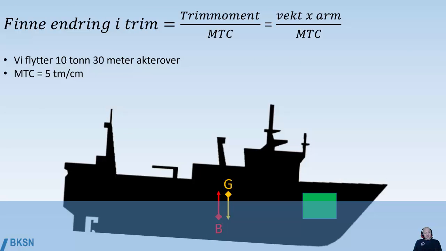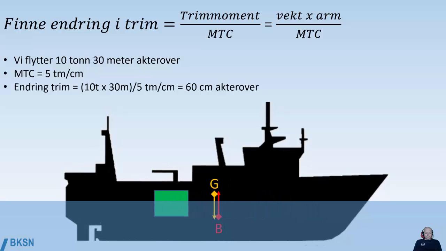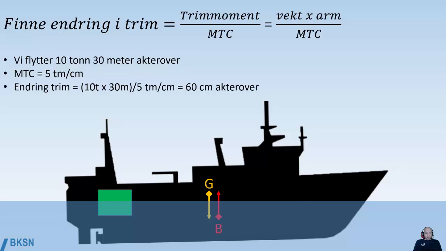Okay, so we are moving 10 tons 30 meters aft on this vessel. The MTC in this case is 5 ton meters per centimeter. And the change in trim as we move this box, 10 tons by 30 meters, gives us 300 ton meters. Divide that by an MTC of 5 ton meters per centimeter, and we end up with a change in trim of 60 centimeters aft. So the trim changes 60 centimeters more aft as we move this. This means that the draft aft increases by 30 centimeters and the draft forward decreases by 30 centimeters.